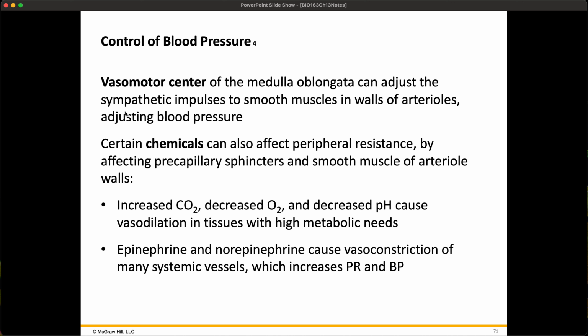This is what's adjusting the sympathetic impulses to the smooth muscles in arterial walls. Certain chemicals can do it as well. Epinephrine and norepinephrine can do that. Some nitrogen chemicals can do that. Increased carbon dioxide, decreased oxygen, and decreased pH all cause vasodilation in tissues. And as I was saying, epinephrine and norepinephrine cause vasoconstriction, increasing peripheral resistance and blood pressure.